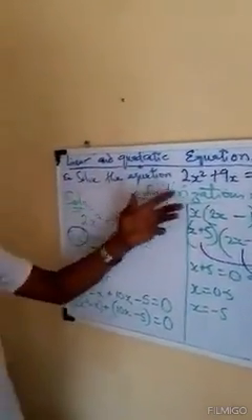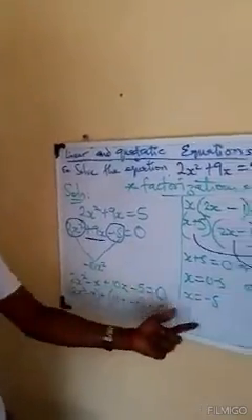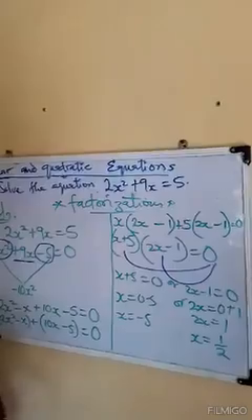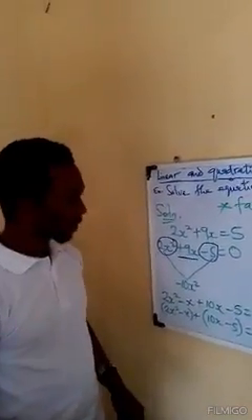At the end of it all, you just factorize, you just solve the equation. Of course, a quadratic equation must have 2 roots, so it's giving you 2 roots. x is equal to minus 5 or x is equal to 1 over 2. Thank you very much. This is the best way you can do it.